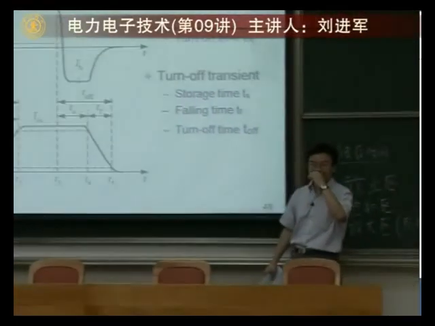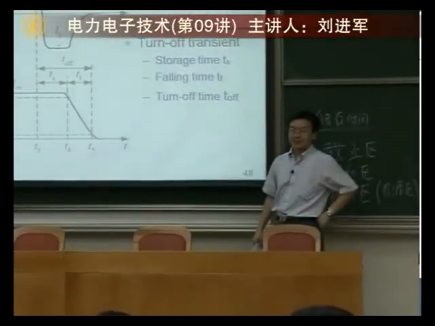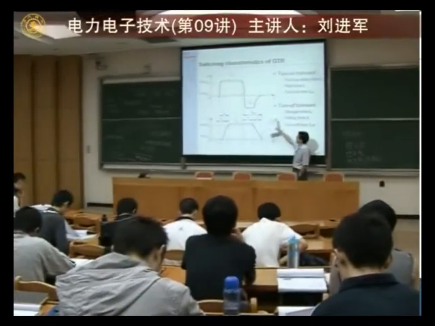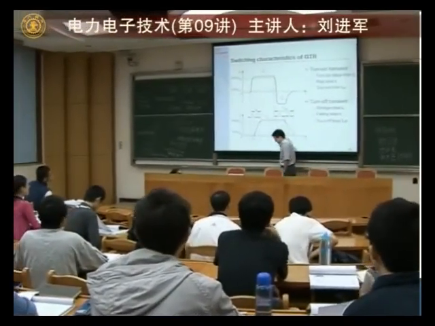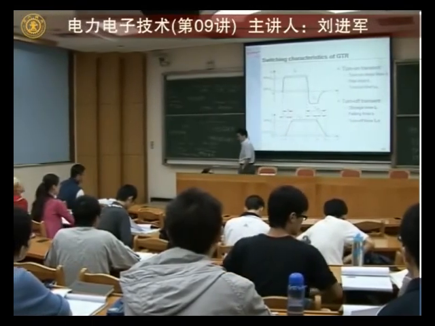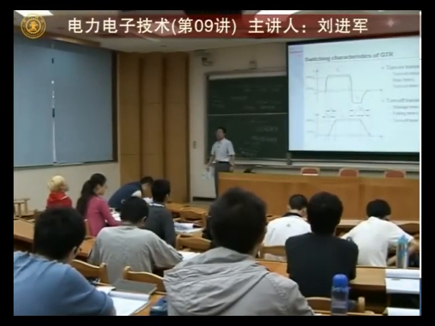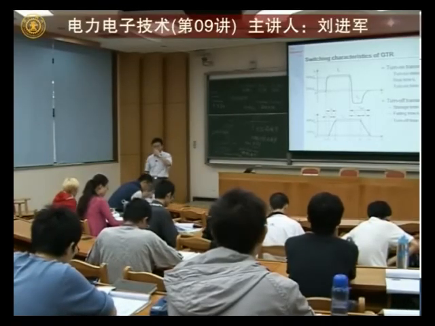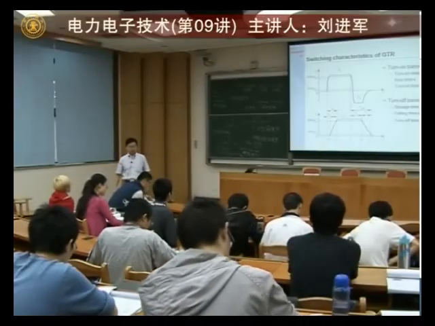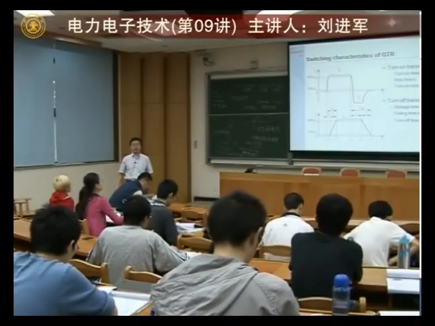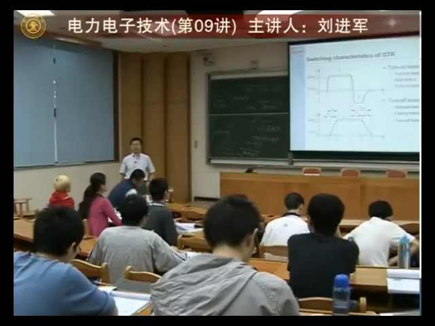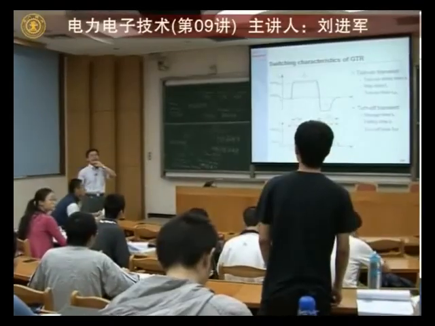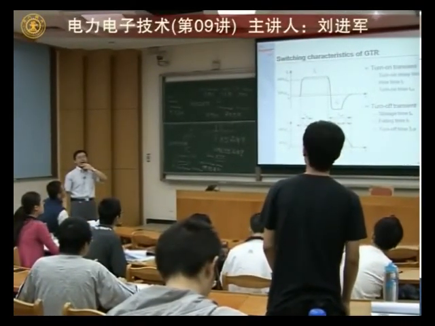Any other students? Let me see. Pay attention to the base current of GTR and the gate current of GTO. What's the difference? Yes, please. Can you also inject a consistent IB to keep the GTR on?